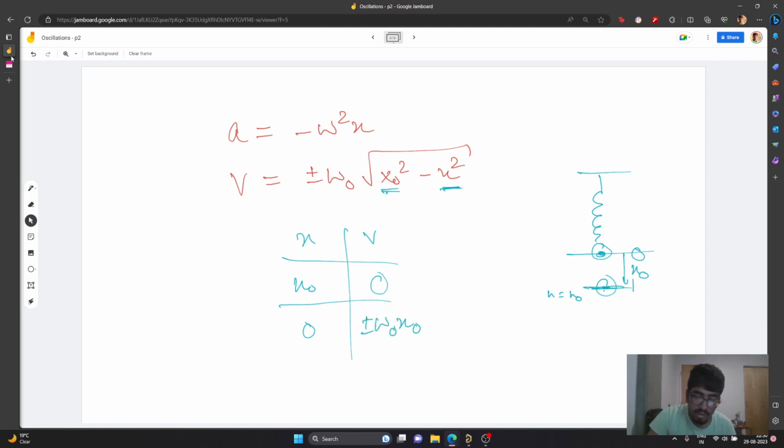So why is it plus minus? Because it crosses x equal to 0 twice, right? It comes from this point and then it is going up, then it comes back down to the same point and now it is going down.